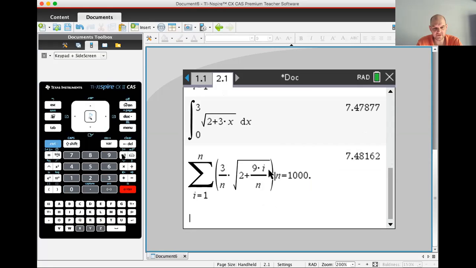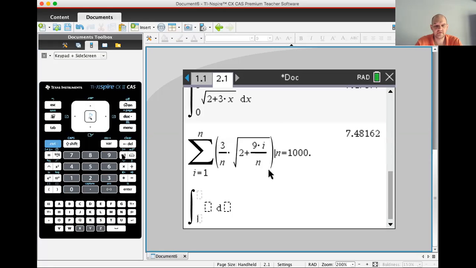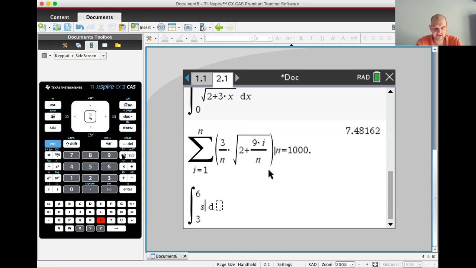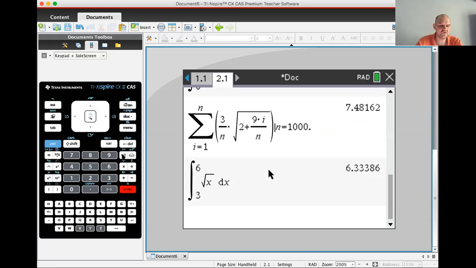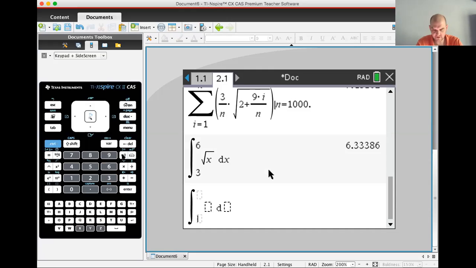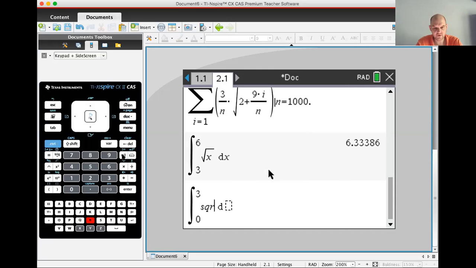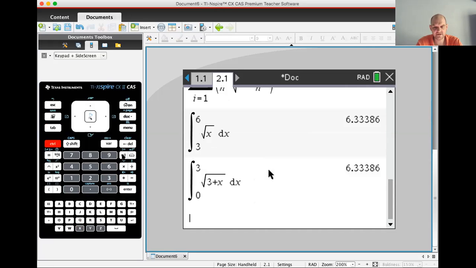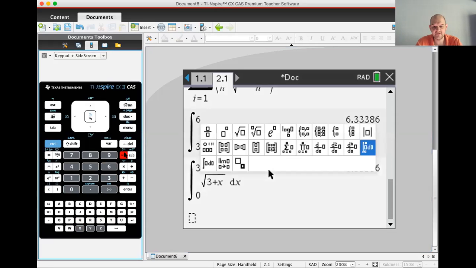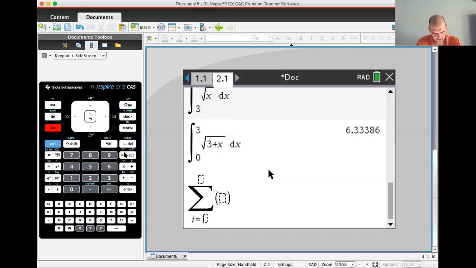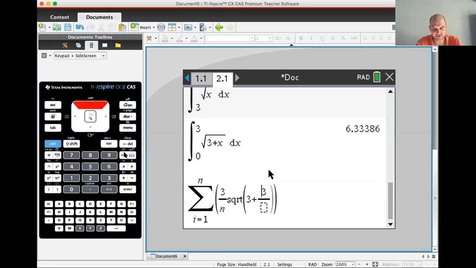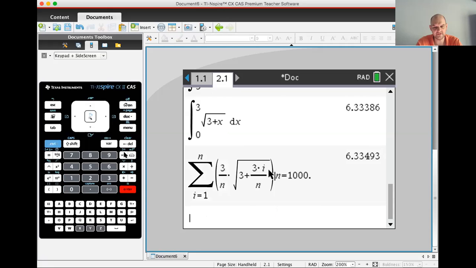For the next one, we thought we could do from 3 to 6 square root of x dx, or the u substitution equivalent, which would be from 0 to 3 of square root of 3 plus x dx. Same value. And then if we do this with 1,000, n of 3 over n square root of 3 plus. This one was actually easier than the previous one. They're clearly, in my opinion, in the wrong order in the notes, but I'm not going to change them.